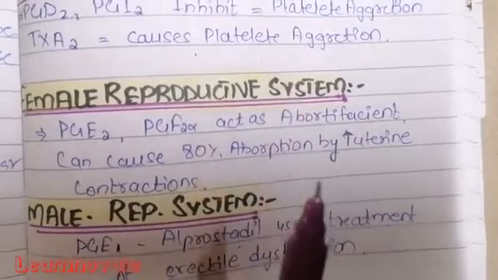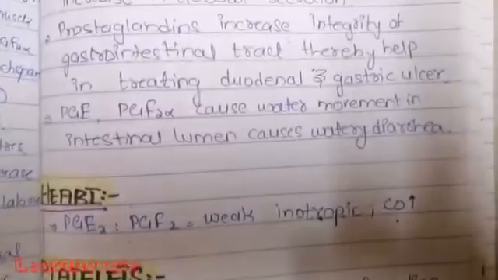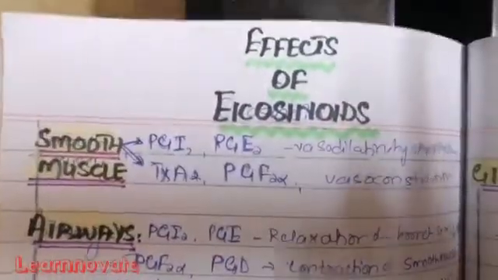So guys, this was all about the effects of eicosanoids and prostaglandins on platelets, heart, GIT, uterus, smooth muscle and airways. I hope you will understand well.